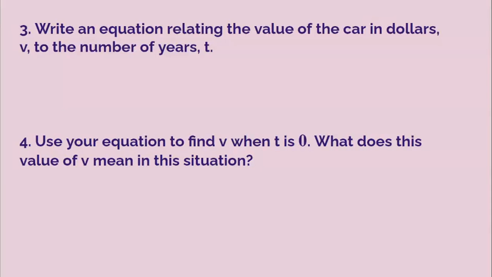Let's talk about it. Number 3, write an equation relating the value of the car in dollars V to the number of years, which is represented by T. That should look like this. V equals 18,000 times 2/3 to the T. What is on the right side of this equation should look the same as what is in the last box of your table.